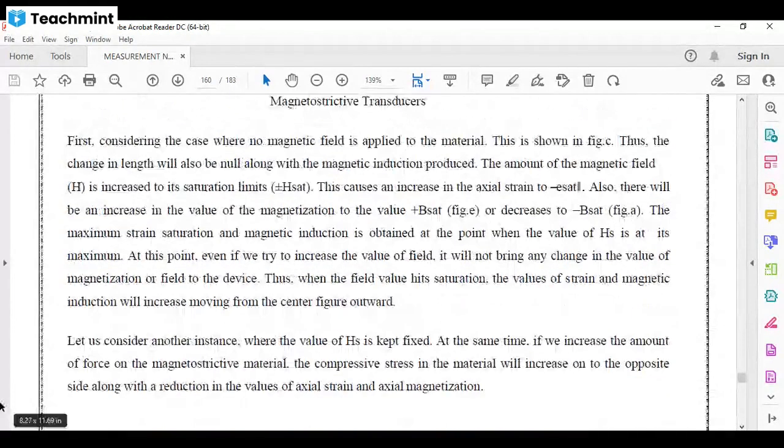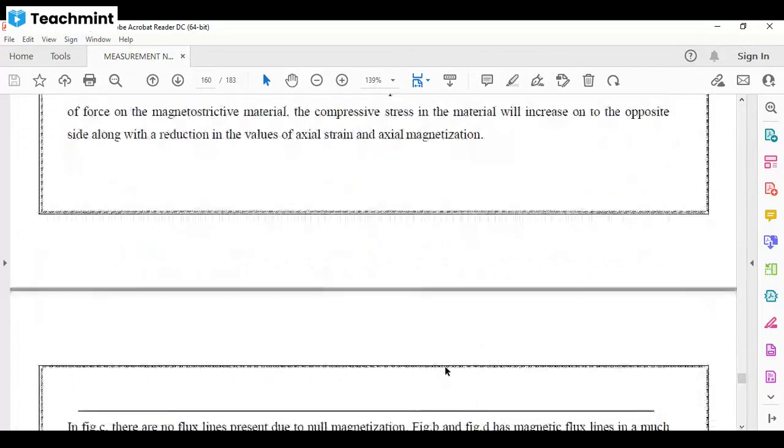And another is that let us consider another instance where the value of Hs is kept fixed. At the same time, if we increase the amount of force on the magnetic material, the compressive stress in the material will increase on the opposite side, along with a reduction in the value of axial strain and axial magnetization.